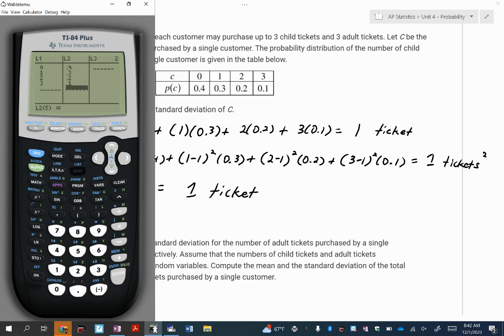So hit stat and go over to calculate. So hit stat, over to calculate. Do you see the very first one? It says 1-var stats. That means one variable statistics. Our only variable right now, it's a random variable, but it is C. One variable. So hit enter on number 1. You see where it says list is list 1. I put mine on list 1, 0, 1, 2, 3, so we're good there.